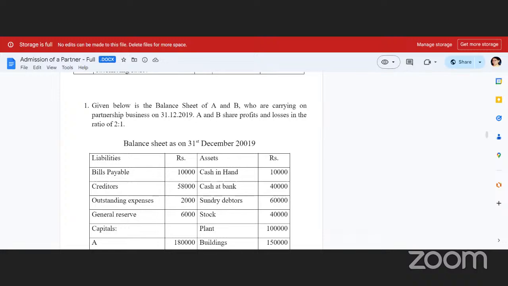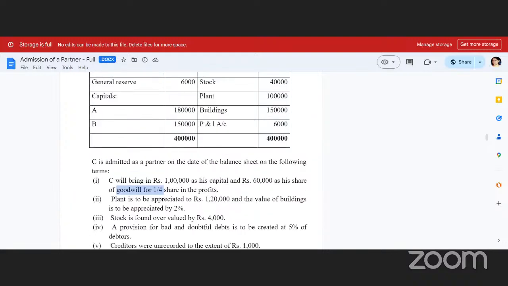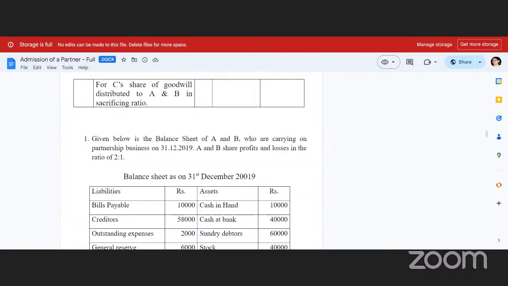And we need the sacrificing ratio because the new partner is bringing goodwill, right? In the partners' capital accounts we are supposed to show the goodwill of the new partner. So he is bringing goodwill. Who will take this goodwill? Old partners. In what ratio? Sacrificing ratio. So that sacrificing ratio we are actually supposed to calculate, but I am giving you a simple tip.